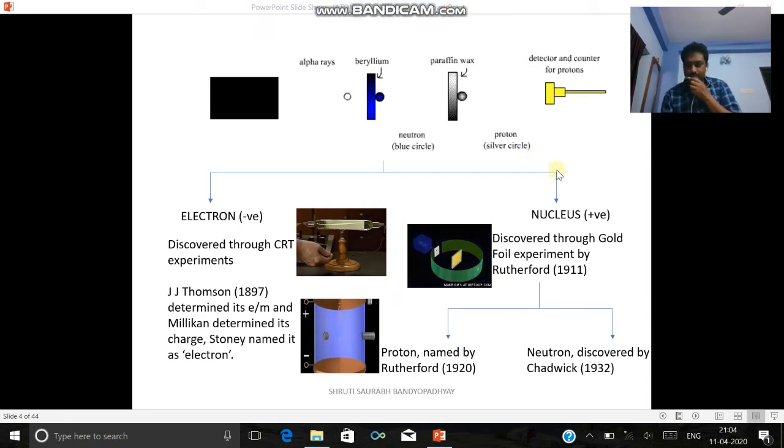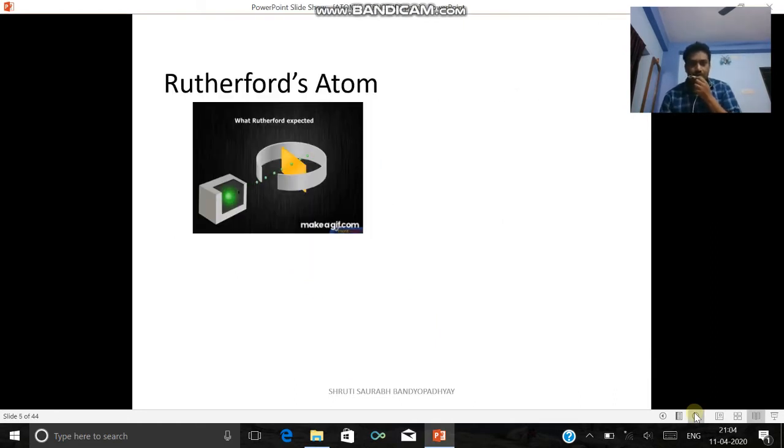Let us look back at Rutherford's experiment now. So this is the source of alpha particles. This one is the slit. Alpha rays are going on to hit this target. This is the gold foil, 0.004 millimeter thick, and that is this screen, this semicircular screen, the zinc sulfide coated fluorescent screen.